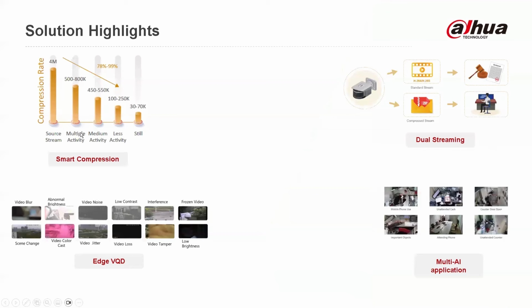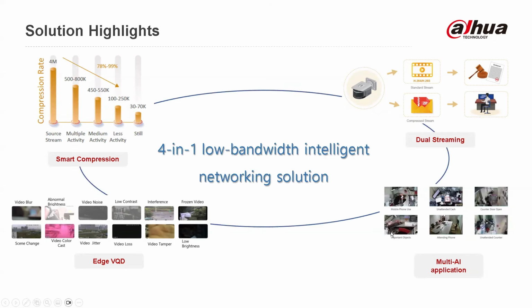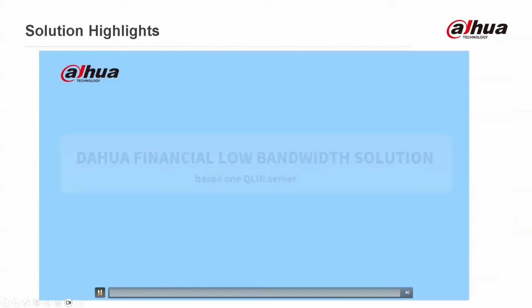So we have smart compression, the highest with 90% efficiency. We improve the video quality. We have dual streaming support so that we can still record our normal video and still do live stream remotely with QLIN. Then the AI applications. So we have a 4-in-1 low bandwidth intelligent network solution for the finance industry.